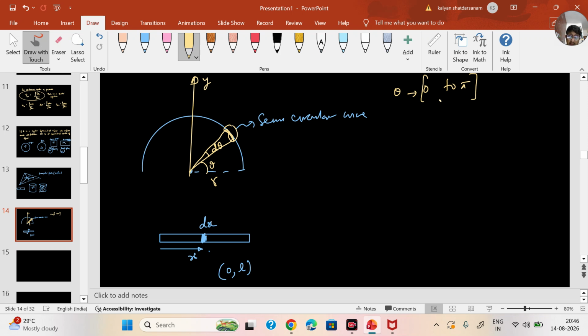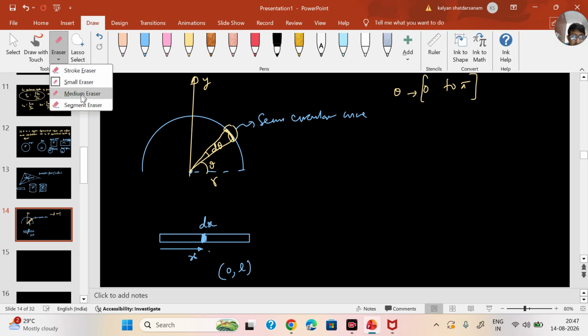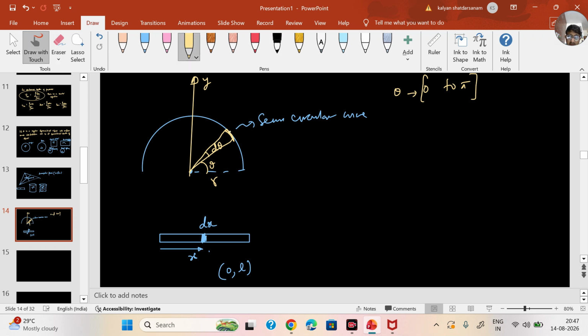I should choose the element with some variable and d of that variable in such a way that by changing the variable, the element should move and cover the whole object for me. That's my idea. So here I have got the element which is subtending angle d theta. Radius is r. So what is the length of the element? R d theta. That is the length of the element.